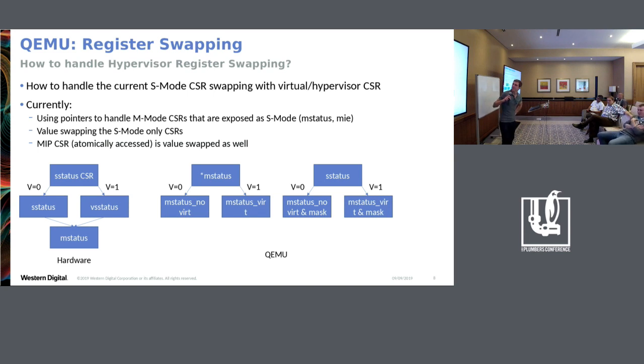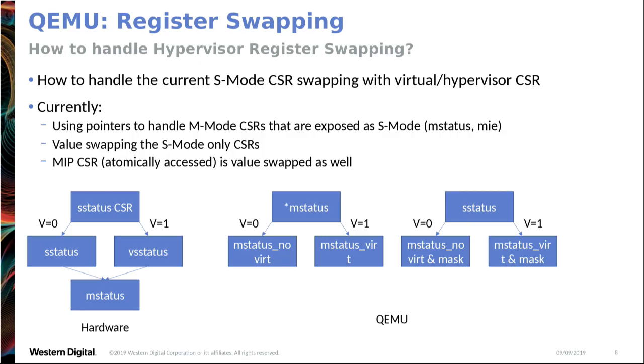So this is kind of what I was talking about before. In RISC-V, there's an mstatus, and in QEMU, there's no sstatus. A read or write to the CSR sstatus is just a read or write to the mstatus masked. And then in the hypervisor extension, we have an mstatus, a vsstatus, and an sstatus. Swapping back and forth between all these is pretty nasty.